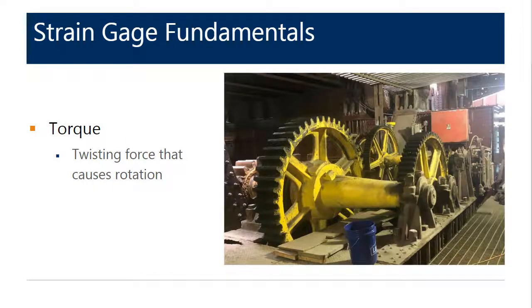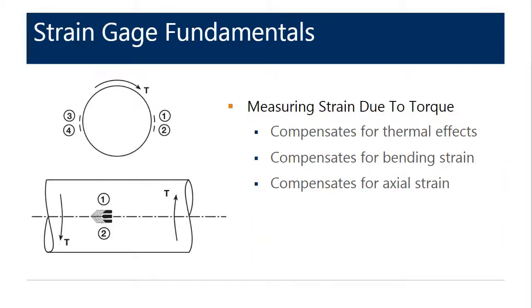Now, strain gauge testing is predicated on being able to measure torque in a shaft. And what is torque? It's simply a twisting force that causes rotation. The full Wheatstone bridge is installed onto a rotating shaft, oriented as shown, 45 degrees from the shaft axis, with 2 gauges installed on either side of the shaft. The benefits of this are threefold. We can measure shear strain due to torque, and the Wheatstone bridge configuration compensates for thermal effects, compensates for bending, and compensates for axial strain. Now, what is shear strain?